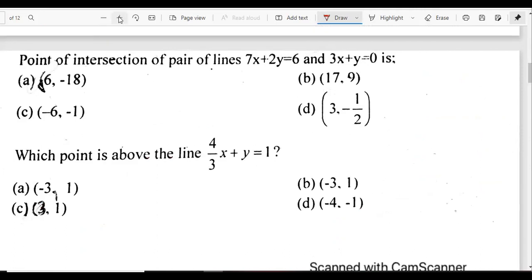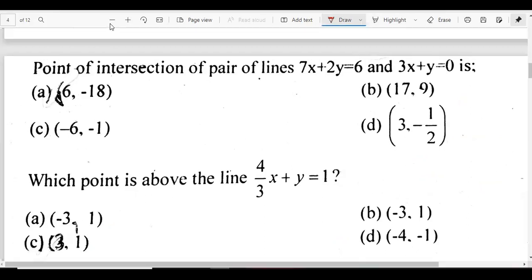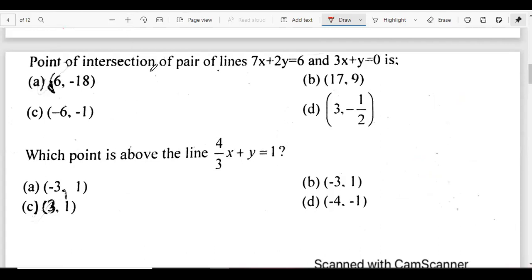Okay, now here's the next one. It says point of intersection of pair of lines this and this. Now this is very easy. We just need to solve it simultaneously and we are good to go. This is the second equation. This is the first one.